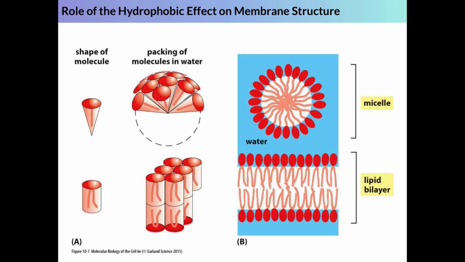Depending on whether a lipid has a single fatty acid tail or two, the way in which the fatty acid tails interact with each other is different. If there's a single tail, the lipids form a micelle, but if there are two tails, a bilayer forms instead, and this is because the two tails cannot be accommodated very well in the micelle structure.